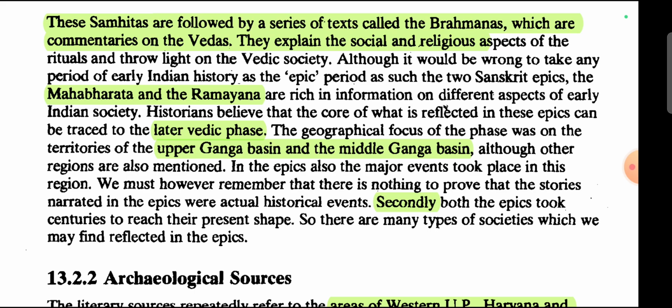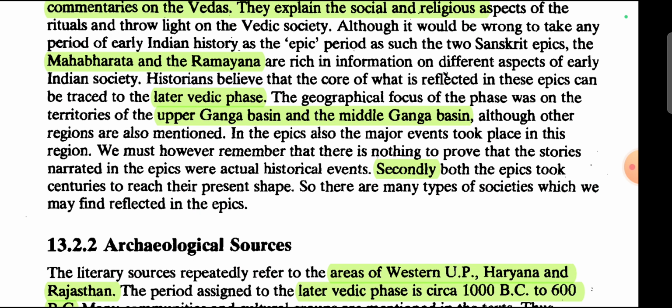Although it would be wrong to take any period of early Indian history as the epic period as such, the two Sanskrit epics, the Mahabharata and Ramayana, are rich in information on different aspects of early Indian society. Historians believe that the core of what is reflected in these epics can be traced to the later Vedic phase. The geographical focus of the phase was on the territories of the upper Ganga basin and the middle Ganga basin, although other regions are also mentioned. In the epics also, the major events took place in this region.